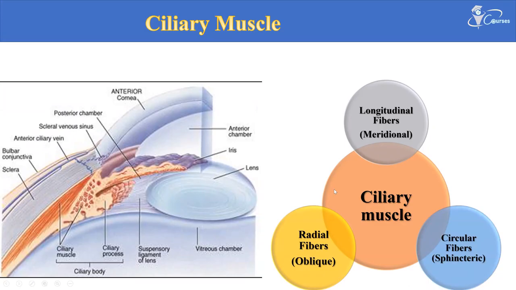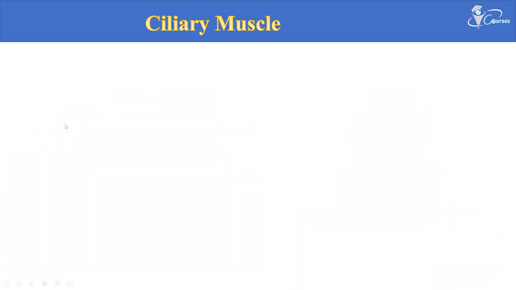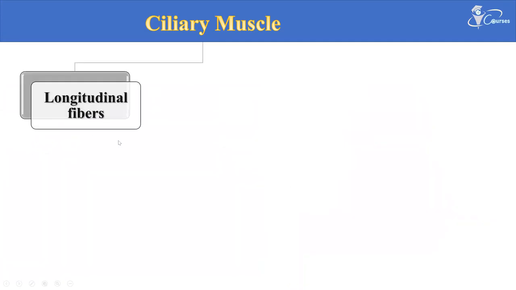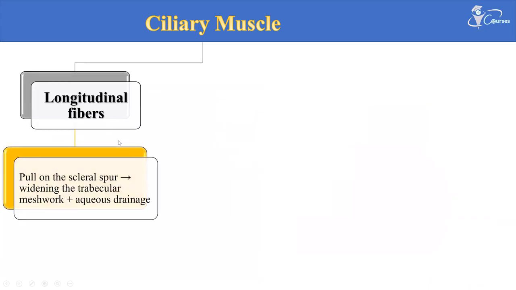So what is the function of each one of those parts? The longitudinal fibers are responsible for pulling on the scleral spur. They have attachment to the scleral spur. So what will be the net result? They will open the trabecular meshwork, so they will help in aqueous drainage.